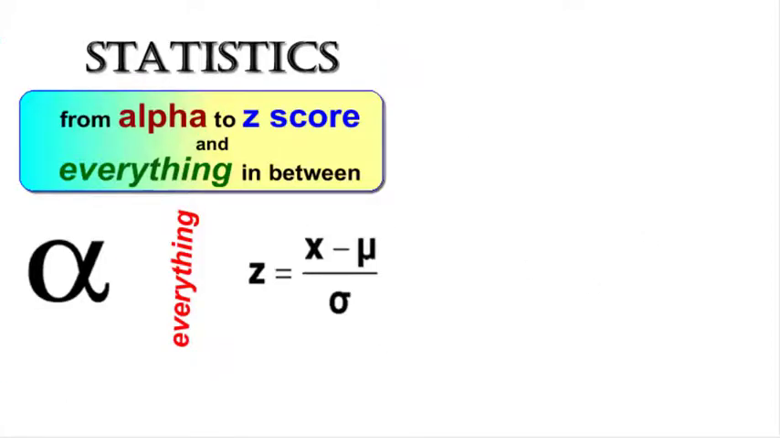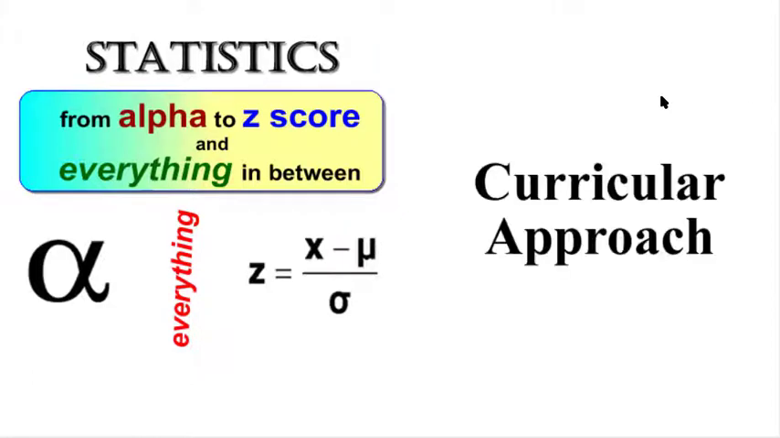So we are taking two different approaches to offer you statistics support online. The vocabulary approach: we have everything in alphabetical order. I'm going to show you here in a second, and that's the link there. And then our other approach is the curricular approach.